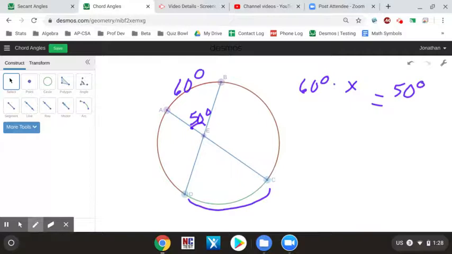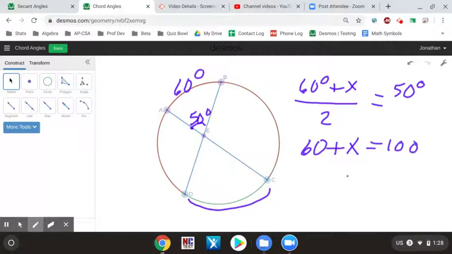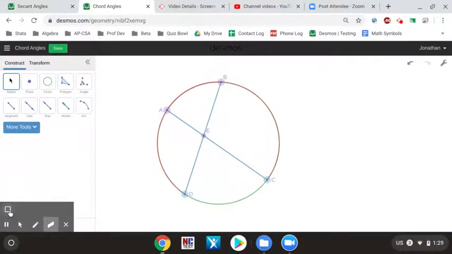If it's an angle on the inside, I use addition and I divide by 2 to find the average of those. So that would be 60 plus X equals 100 and X equals 40. That's what I was doing for angles. But today we're not going to be talking about the angles. We're going to be talking about the segments. So I'm going to erase what we have there from that quick review, and we'll look at these segments together.